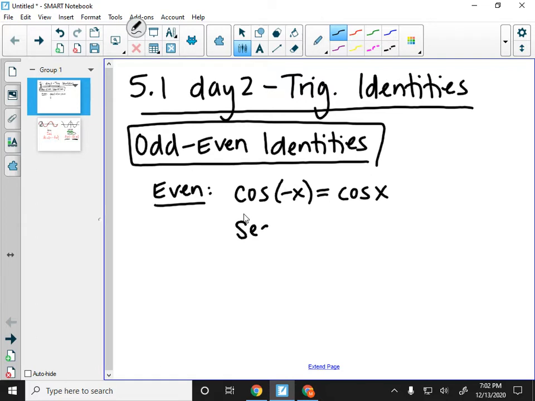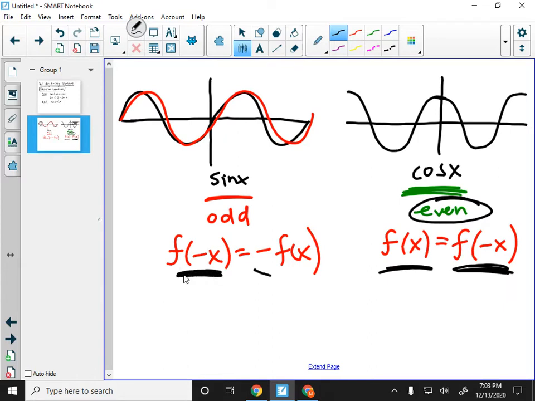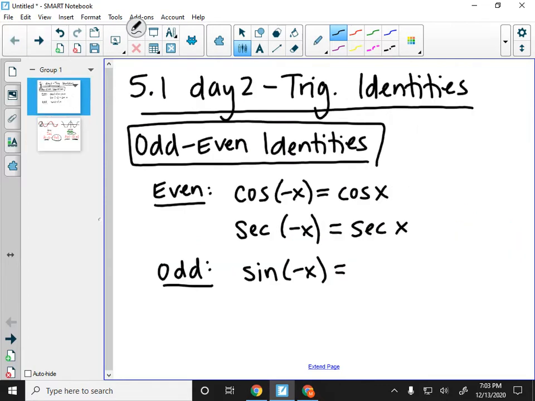The only other trig function that is even would be secant, because if you remember, secant is the reciprocal of cosine. So if you ever have a secant of a negative x, you can say that that is secant of x. So for those two and those two alone, if you have a negative on the inside, it just goes away. For the odd functions, which is the remaining of our trig functions, if you have a negative on the inside, that meant the same thing as just taking that negative and putting it on the outside. So sine of negative x is going to equal a negative sine of x.